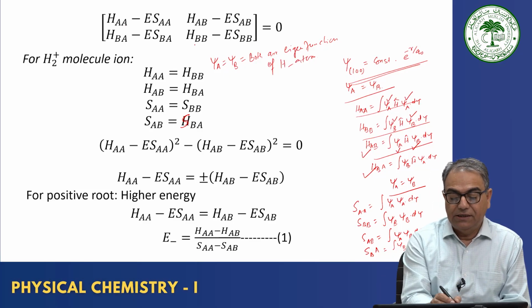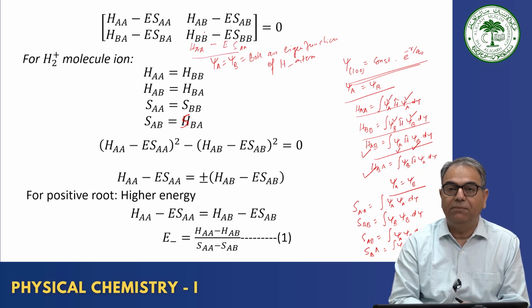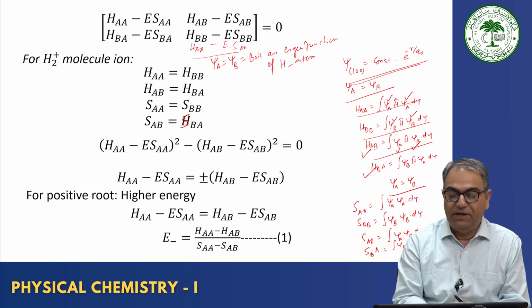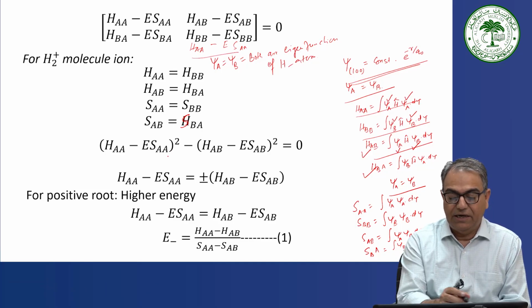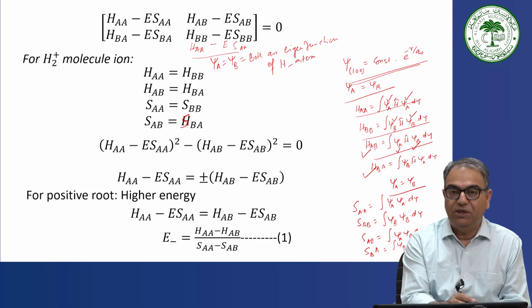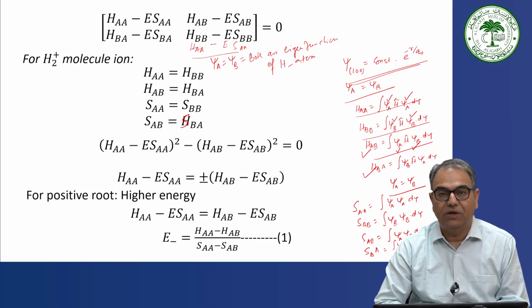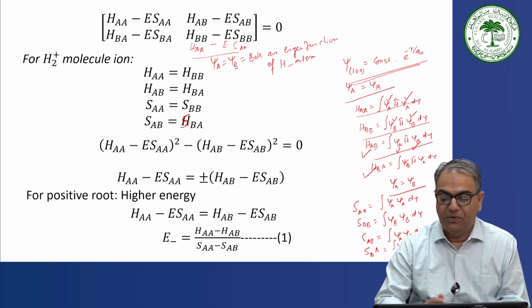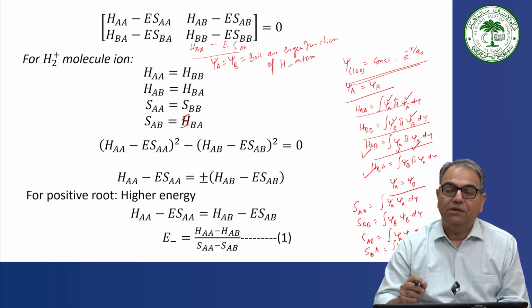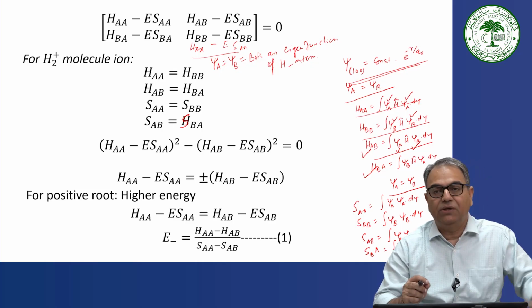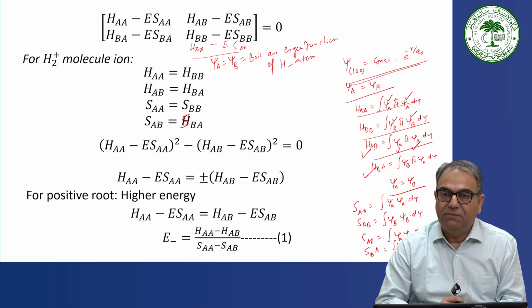You can write this as HAA minus ESA. This term you can write as HAA minus ESA. This term you can replace. And then what will be the value of the determinant? It will be HAA minus ESA square, and then in the same way HAB and HBA you can replace. So HAB minus ESAB square. That I can write very easily. Because both the contributing atoms are the same hydrogen atom. So we can write it like this.